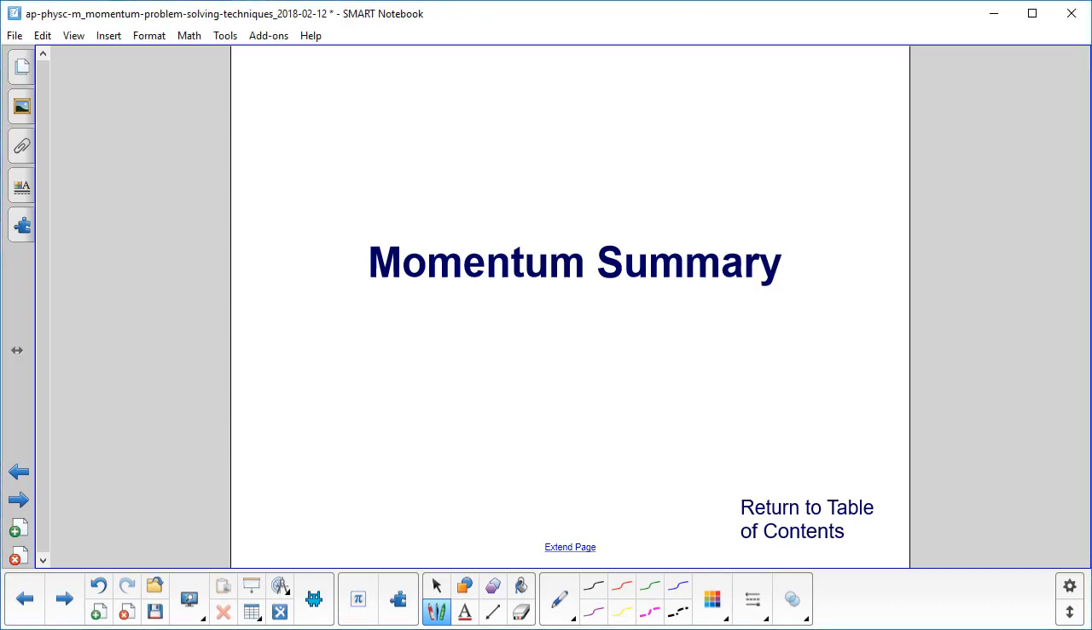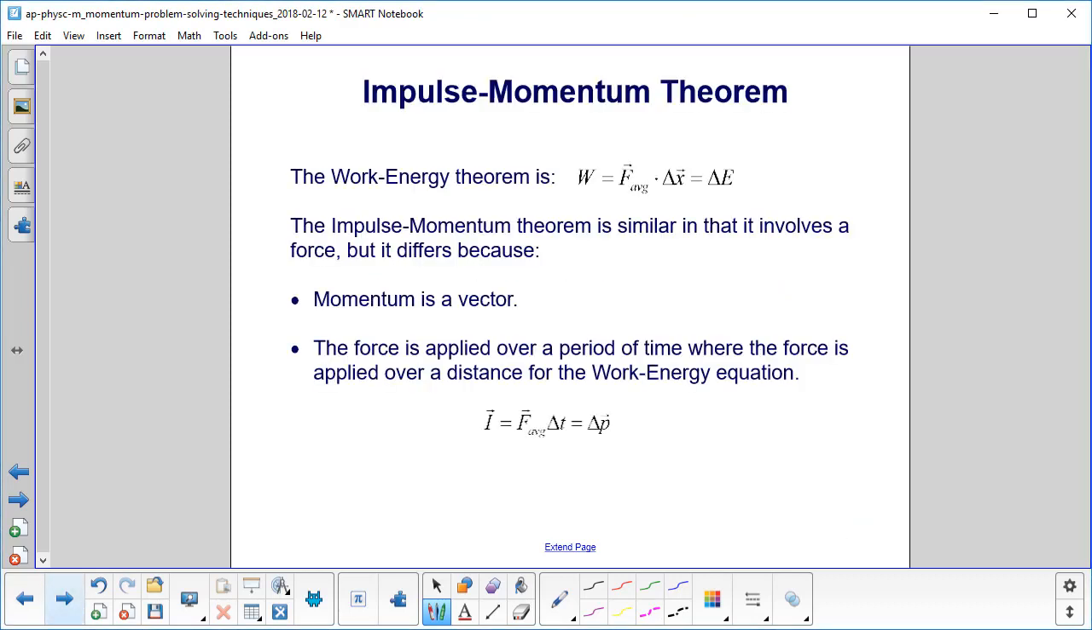Momentum summary. Let's recall from the energy unit the work-energy theorem. Work is equal to your average force times your displacement, and that work will give you a change in energy. The impulse-momentum theorem is very similar in that it involves a force, but there is a difference.